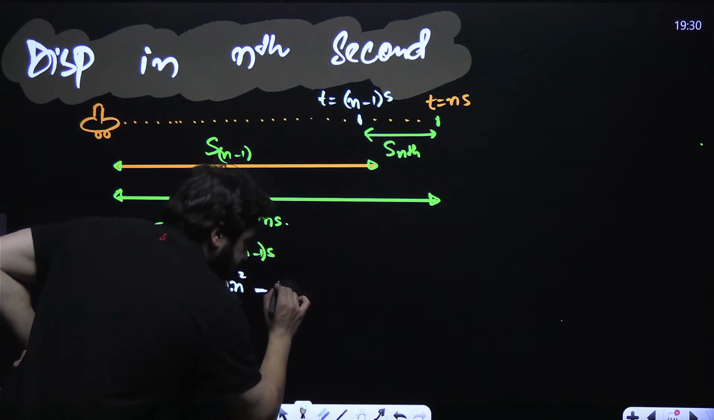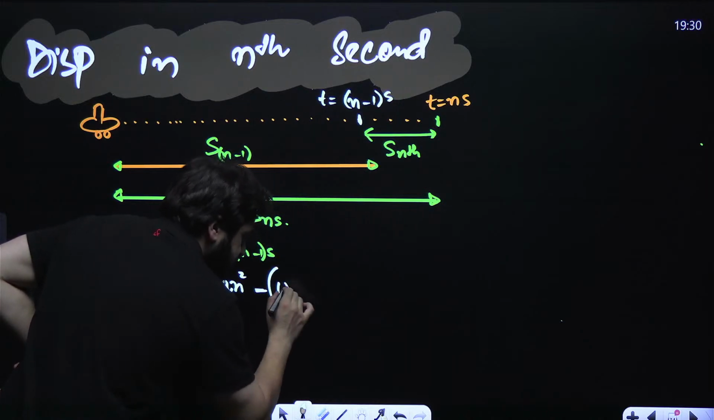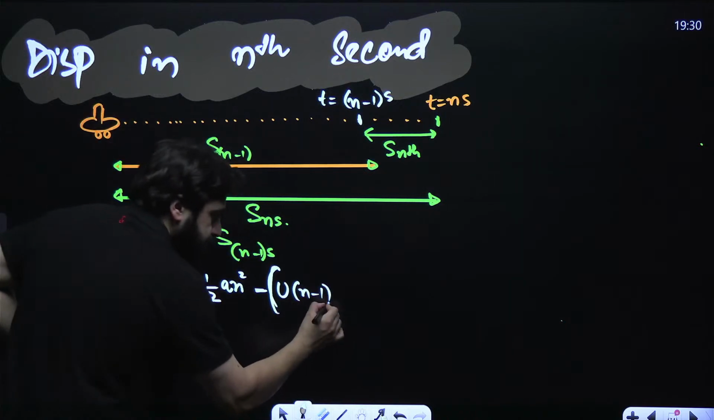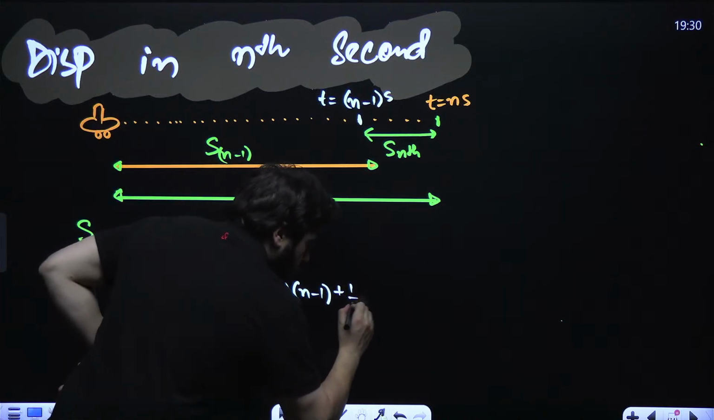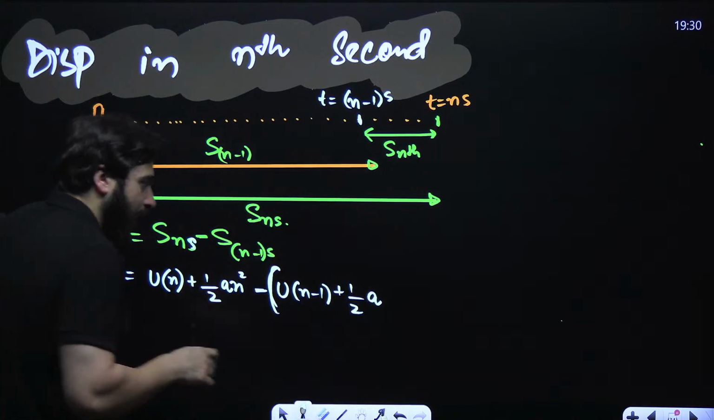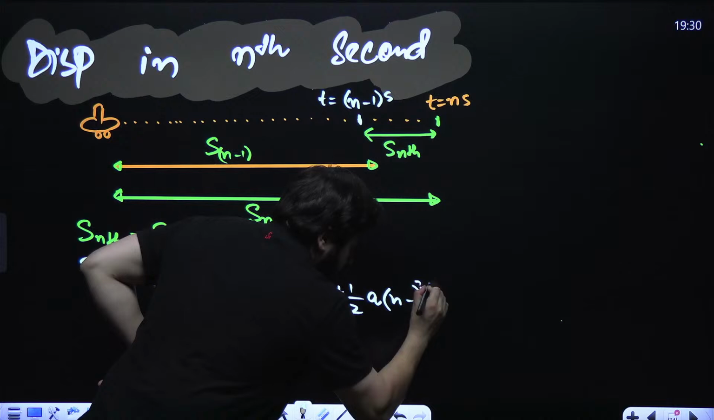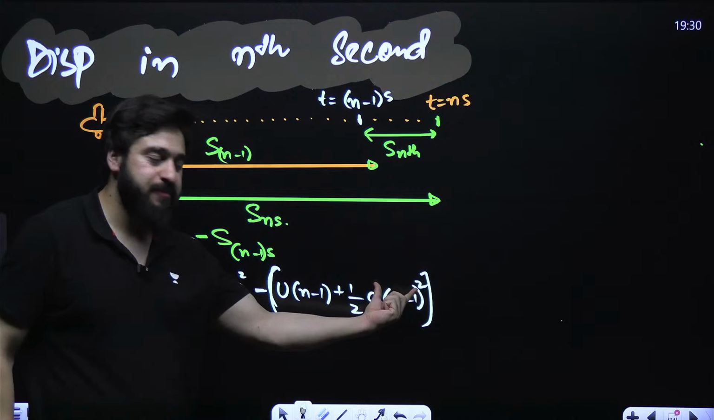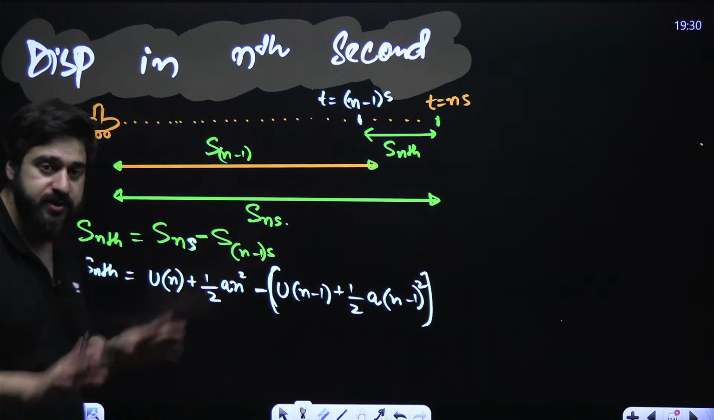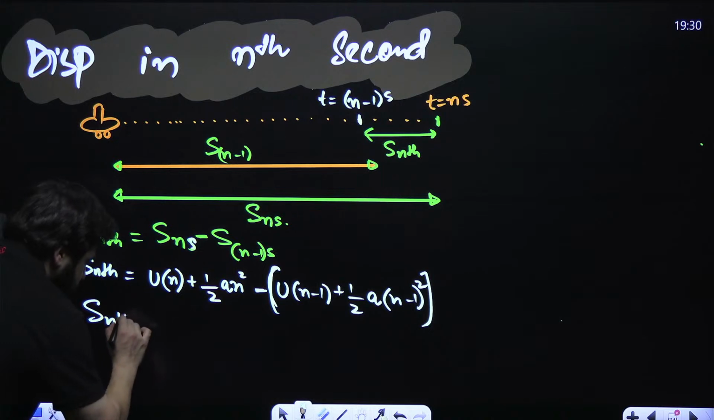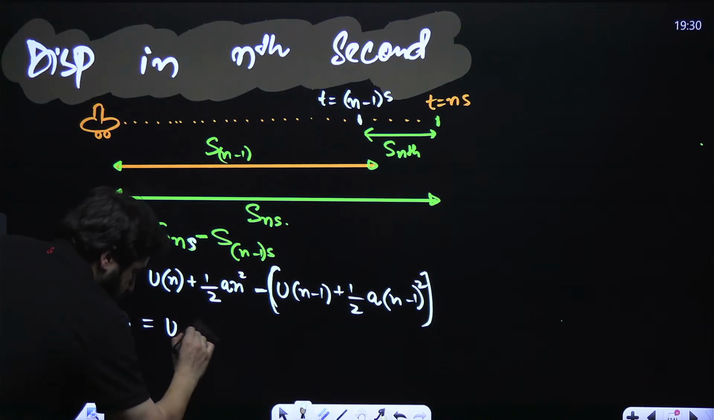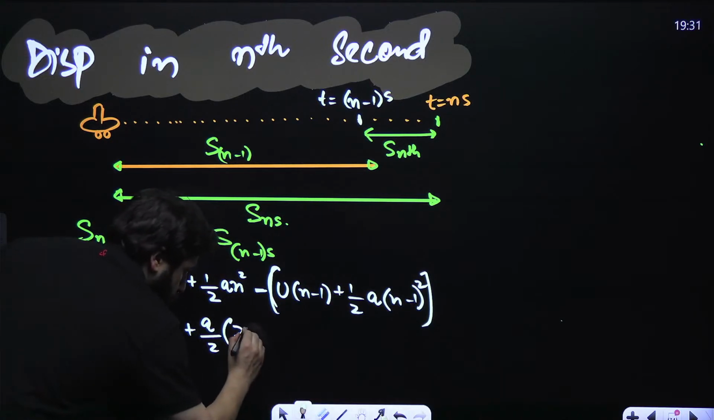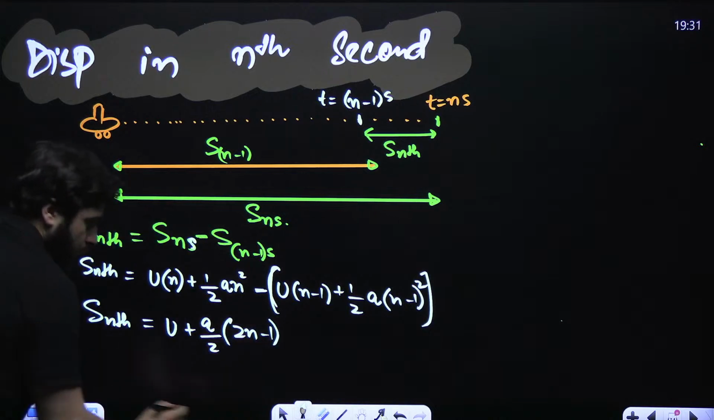Here, instead of t, the value is n minus 1, so u into n minus 1. Then plus 1 by 2 a t square, that is once again n minus 1 whole square. Once you solve it, opening a minus b whole square, the final answer in this particular case will come out to be u plus a by 2 into 2n minus 1.